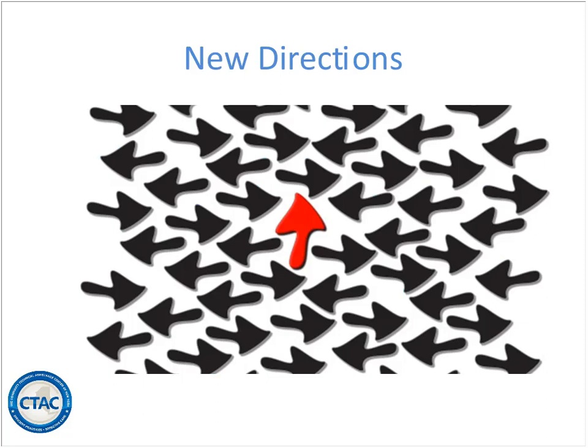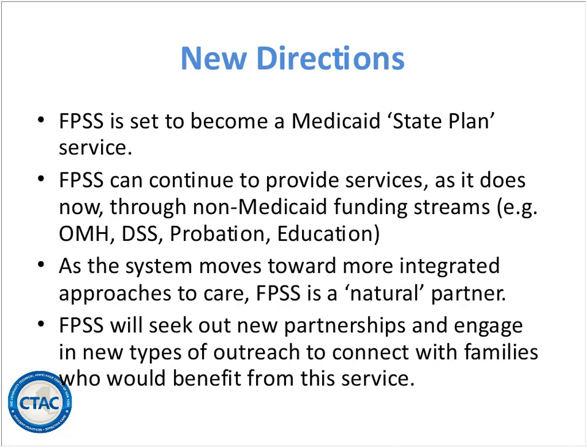Hi, everyone. Gosh, this has just been really wonderful to hear from people with different perspectives about the service. And I want to share a very little bit with everyone about where we're headed as all of these changes are taking place in the children's service system. Family Peer Support Services is set to become a Medicaid state plan service. So that application will go into the Center for Medicaid Services sometime in the next few months. And assuming all of that is approved, Family Support Services will become a billable service.